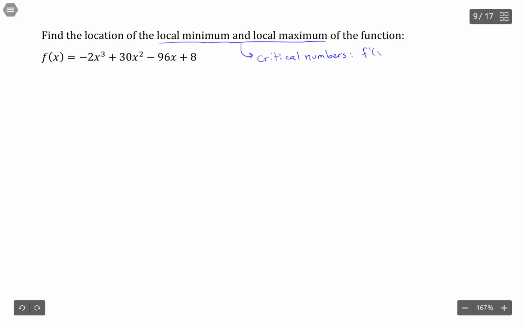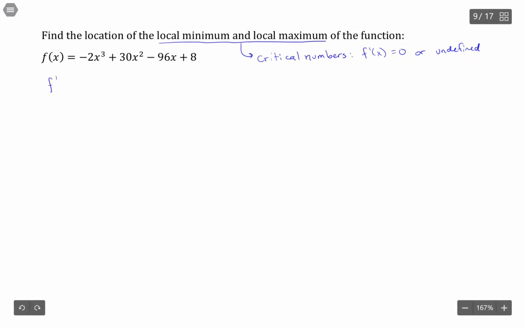these are values where the first derivative is equal to 0 or the first derivative is undefined. Now this is a smooth continuous curve. So there's no sharp corners in it, and there's no breaks or asymptotes or anything. So we don't have to worry about where the first derivative is undefined. But we do need to worry about where the first derivative is 0. So let's work on that.